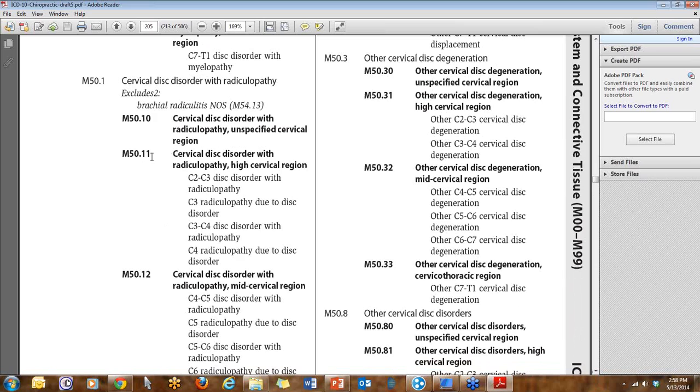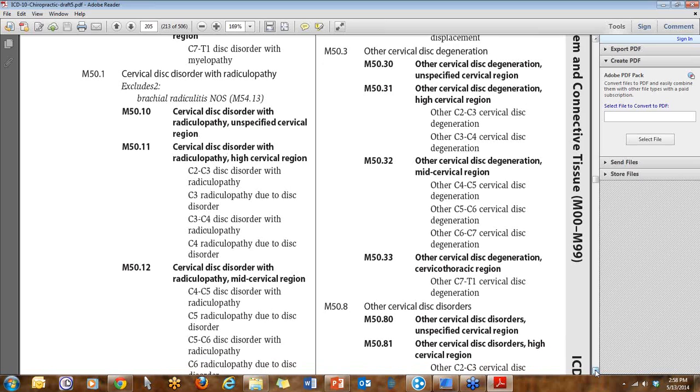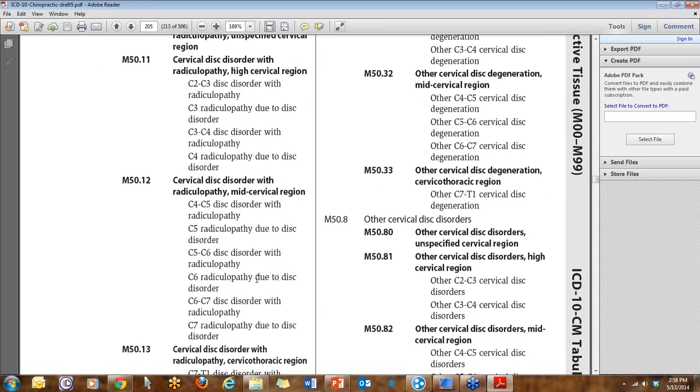There could be 5 characters right here that you need. So if you have a C5, C6 with radiculopathy, here it is right here. C6 radiculopathy due to disc disorders. So you see now where your motor examination, your dermatome examination, these are all things you're going to have to revisit, because it's going to be very, very specific for your diagnosis.